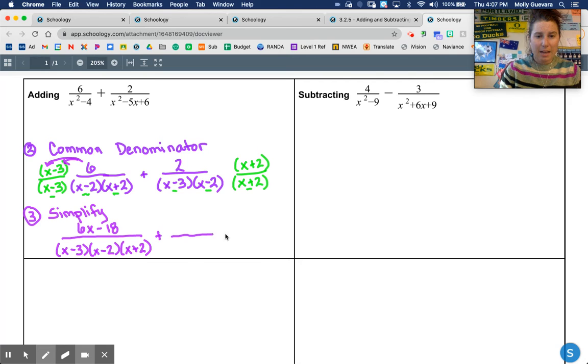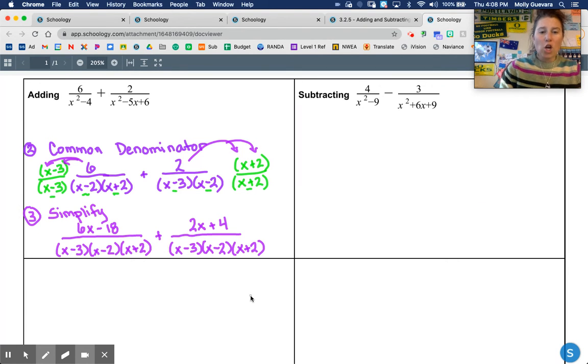Okay, and then for my second fraction, I'm going to have the same thing. I have an x minus 3. I like to write them in the same order as each other so I can clearly see that there's a common denominator, right? So I have the x minus 3's, then the x minus 2's, then the x plus 2's. So I can clearly see. And then I can distribute this too. So that gives me 2x plus 4.